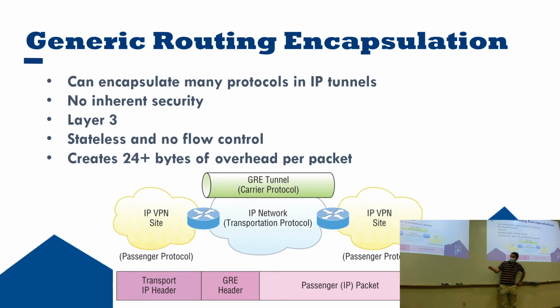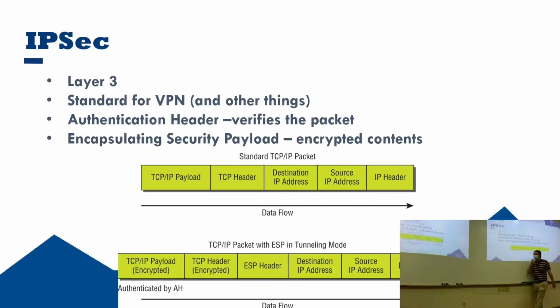So this is what it looks like. You have your transport IP header, then you have a GRE header after that. Okay, and then you have your actual packet. So no built-in encryption, like I said, this is just to allow sort of additional functionality.